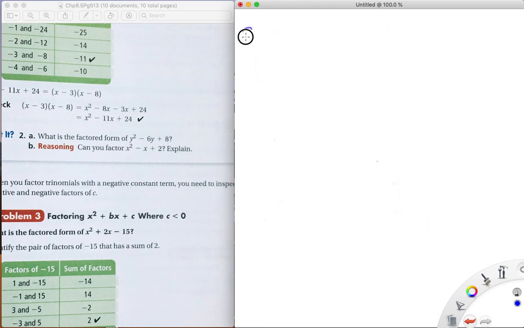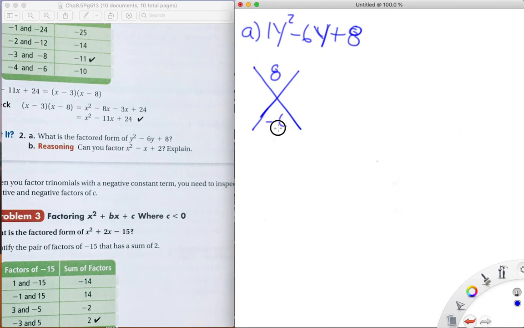So for 2a, we have y squared minus 6y plus 8. This is a little different in that we have a minus 6 and a plus 8. Diamond method still applies. Remember that there's a 1 in front. So it's going to be 1 times 8, which is 8. This is the product. And then when I add the factors, it's going to give me negative 6.